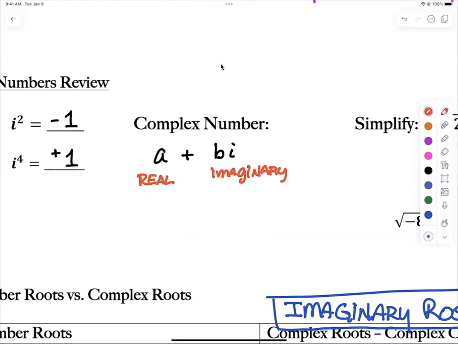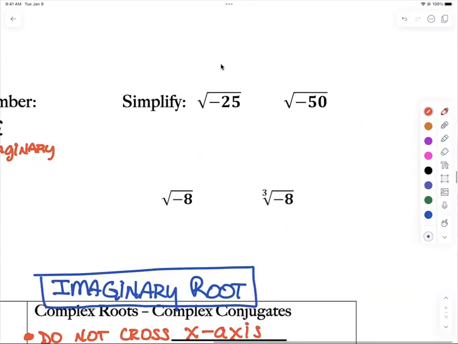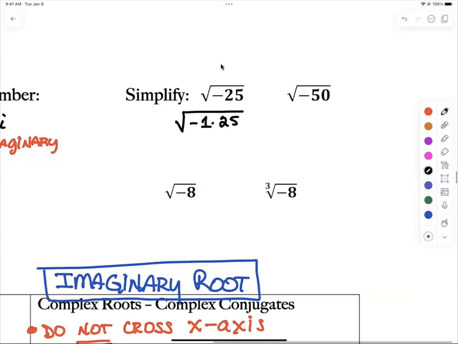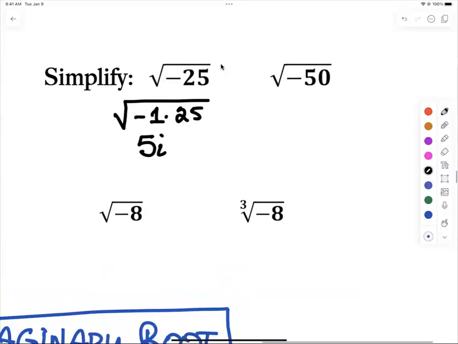A little bit of review on simplifying with imaginary roots. This is the square root of -1 times 25. -1 is a perfect square. 25 is also a perfect square. So this simplifies as 5i. The square root of -50 rather. I've got -1. I've got 25. I have 2. This simplifies as 5i times the square root of 2.